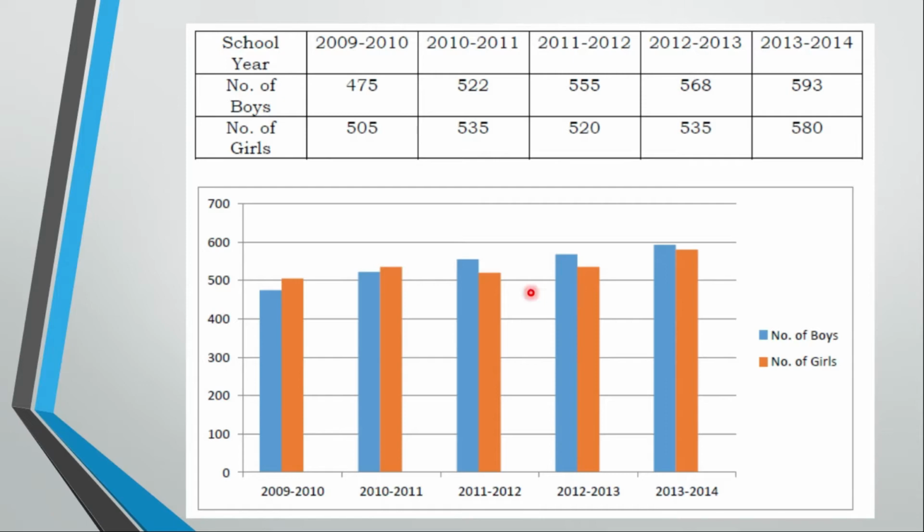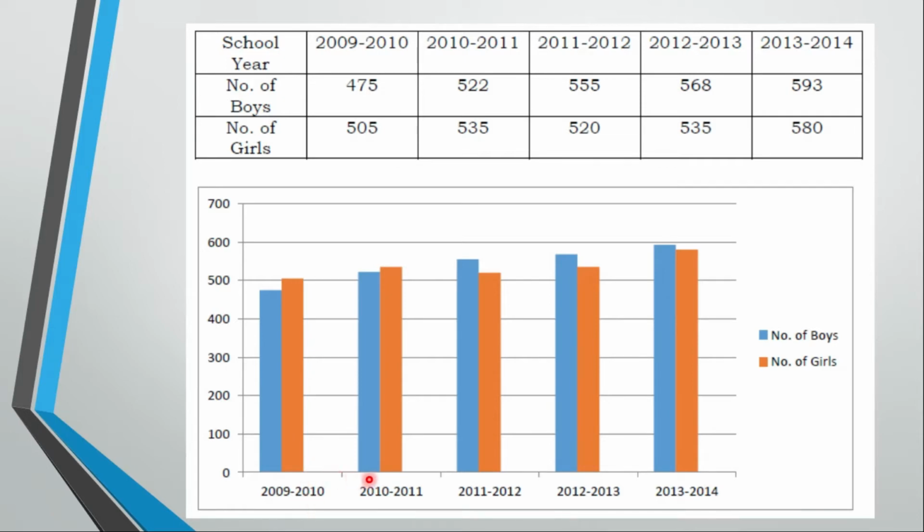Now, same pa rin, just like the line graph na may vertical axis at may horizontal axis. In this vertical axis, the number of boys or girls or the number of students, while in this horizontal are those years or school years. The color blue rectangle or bar represents the number of boys, and the orange rectangle or bar represents the number of girls. So as you can see in this graph na noong 2009 to 2010, mas marami yung girls.